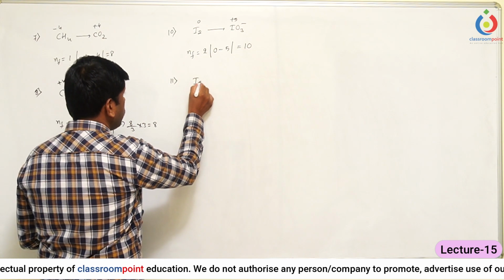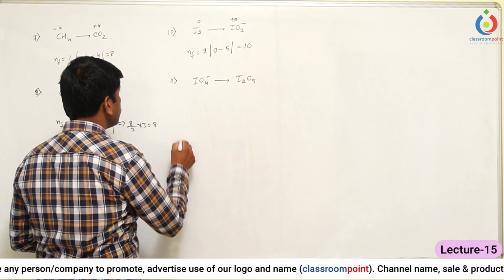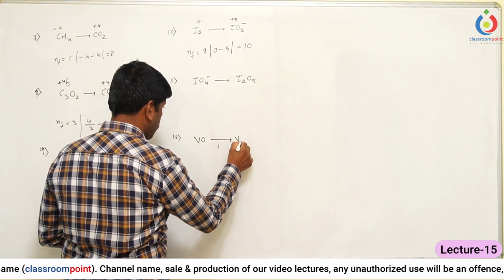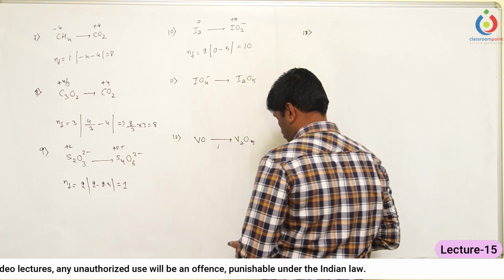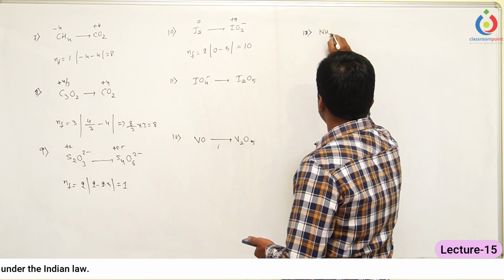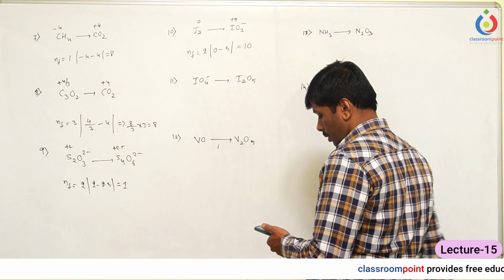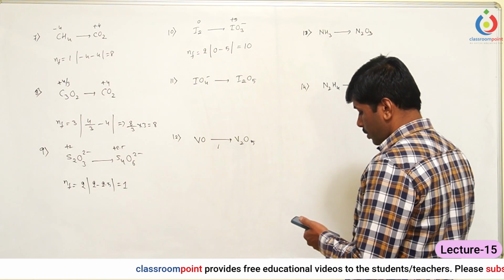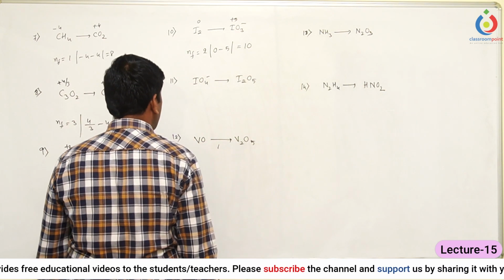Let's go with the another one. So here we shall write down some equations. IO4 minus changes to the I2O5, and next VO changes to the V2O5, next 13, NH3 changes to the N2O3, and 14, N2H4 changes to the HNO2. So like this, let us calculate the values.